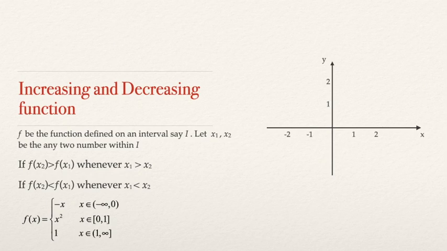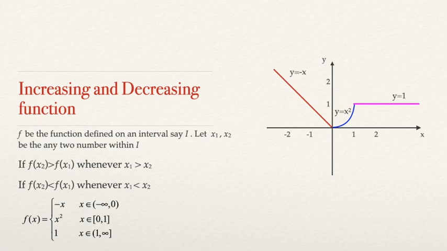Let me show you the graph. So it is the graph of y equal to minus x. Then it is the graph of y equal to x square. And this part is the graph of f of x equal to 1. So by looking at the graph, can you tell where the function is increasing, decreasing, and neither increasing nor decreasing?